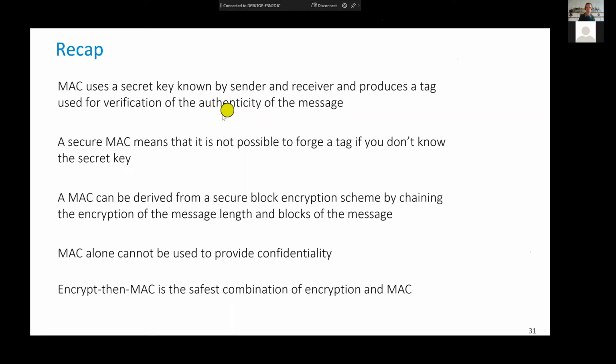There's the problem of how to distribute the keys in a secure way. And secure MAC means that it's not possible to forge a tag unless you know the secret key. And we've seen that in practice, a MAC is typically derived from a secure block encryption scheme by chaining.